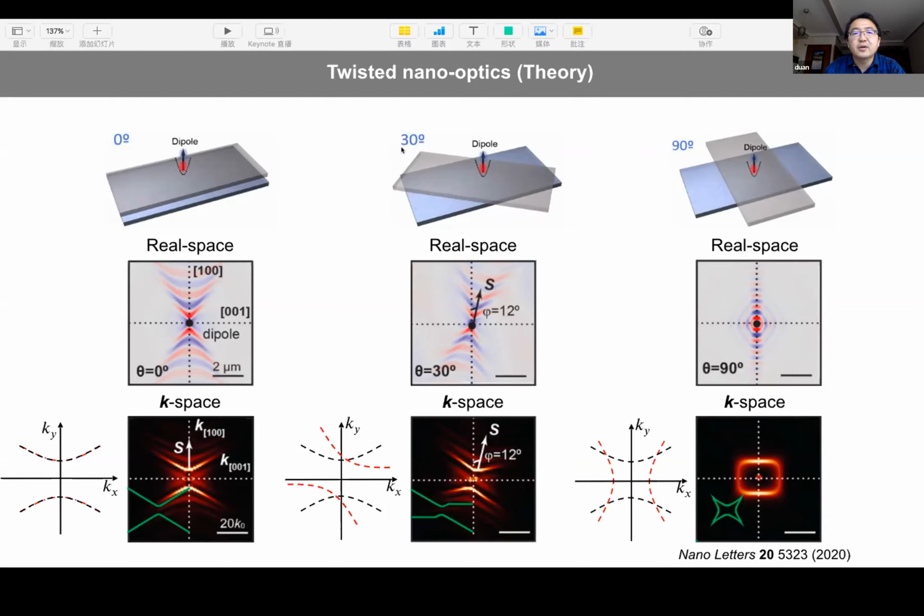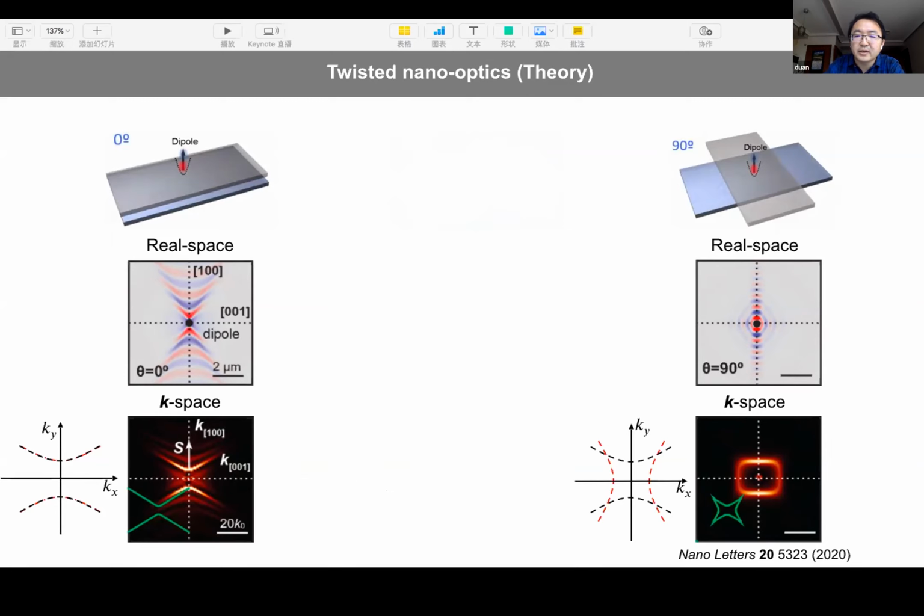But if the twist angle is 30 degrees, we observe the wavefront and also the isofrequency curve tilted a bit. And more interestingly, if we further increase the twisting angle to 90 degrees, we observe the wavefront is completely different from this case, because it becomes an enclosed wavefront and also a closed isofrequency curve here. That means we change the isofrequency curve from open to closed. We observe a topological transition in optics.